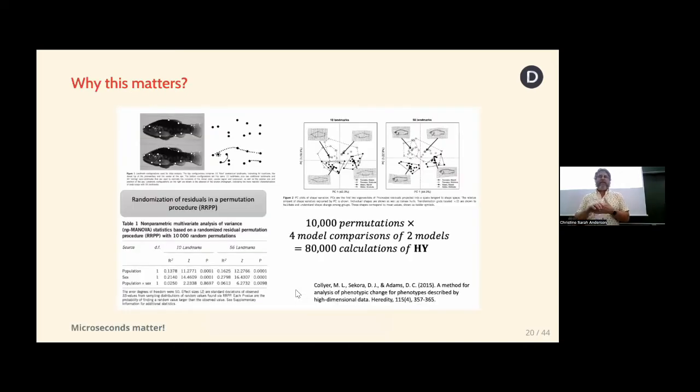Back in 2015, some colleagues and I published this paper where we introduced randomization of residuals and a permutation procedure. Happy to talk to you about all the details of this later, but this is a non-parametric way to use a resampling procedure to create distributions of statistics for ANOVA tables, especially when you have high dimensional data.